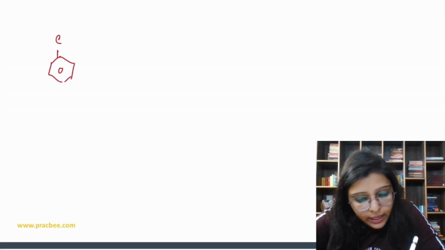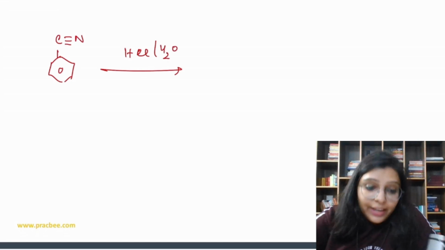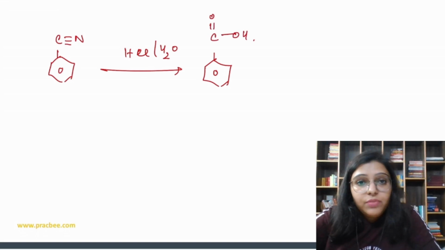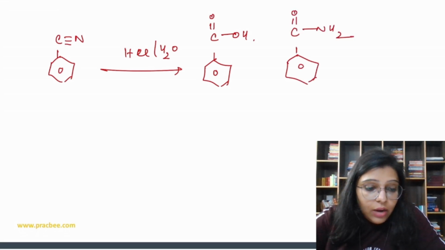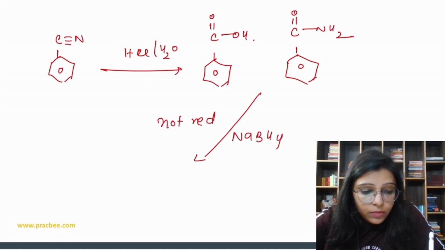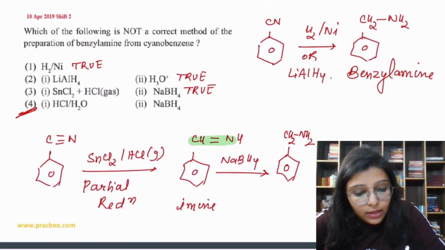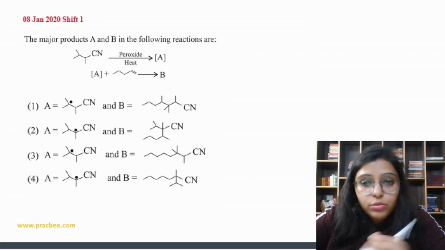So just try to understand. We have CN and we have HCl in the presence of water. It means hydrolysis. Hydrolysis of this gives carboxylic acid, right? Or suppose if we do partial hydrolysis, we get amides. Now they are not reduced in the presence of NaBH4. Not reduced. Okay? So option 4 is going to be the correct answer. Clear? Now, moving on to the next question.